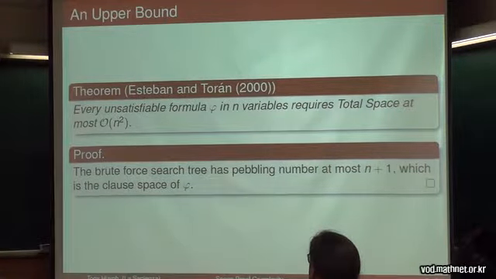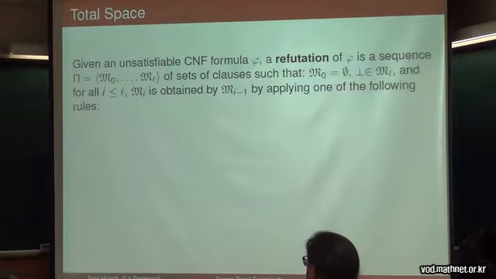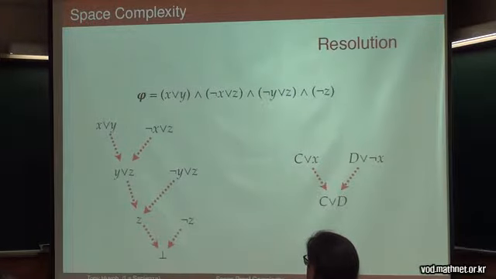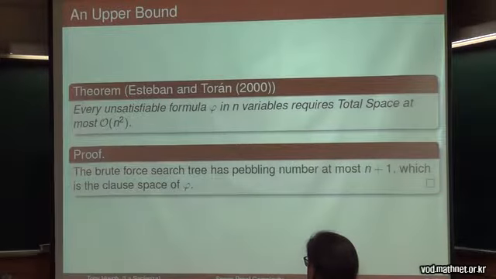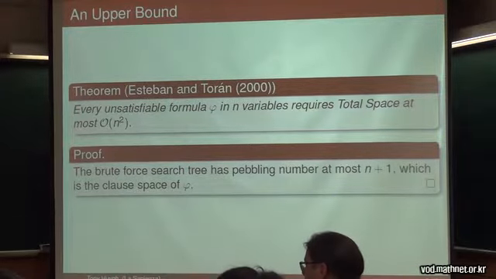You can just use the pebbling number. If you look at this refutation tree and do a brute force search, it turns out that it has pebbling number at most n plus 1. And of course, each clause that appears in this refutation has at most n variables. So you'll have n times n plus 1 total space. What is pebbling number?